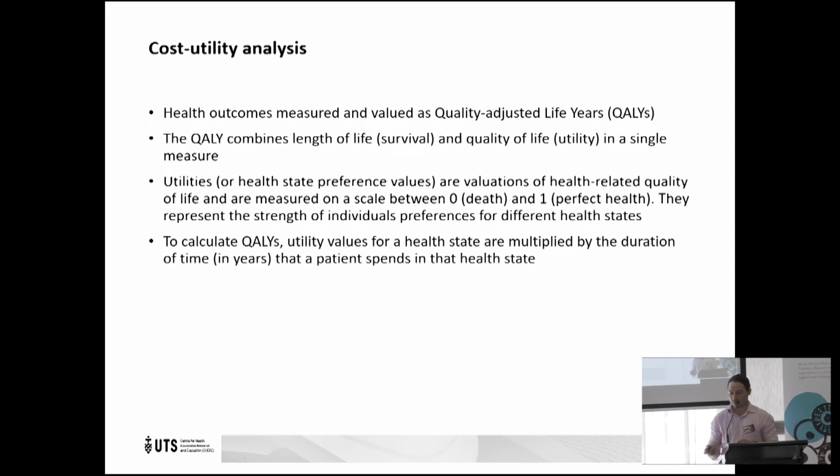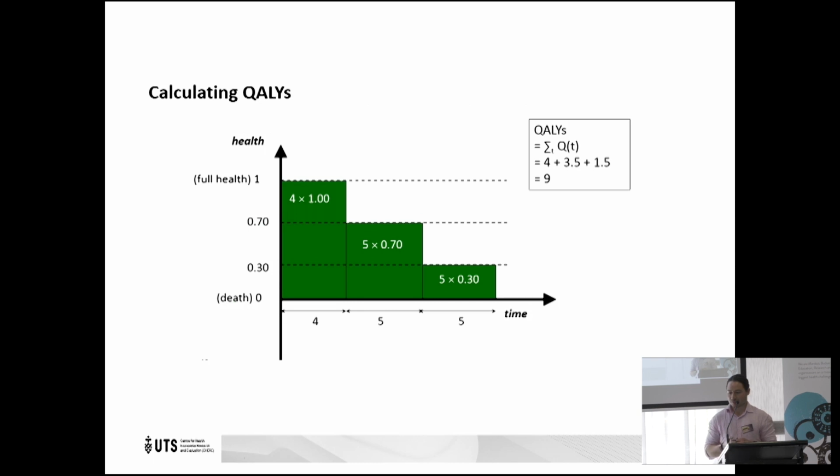So I've just got an example here. This is an individual, and we're looking at their last 14 years of life. You see for these first 4 years of life, they're in 100% perfect health. So in that first section there, that would be 4 QALYs.